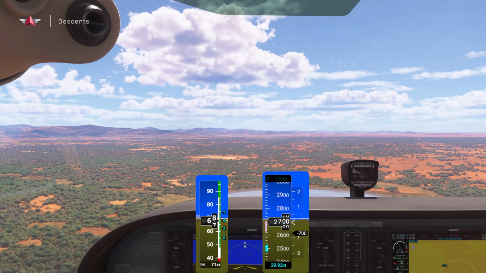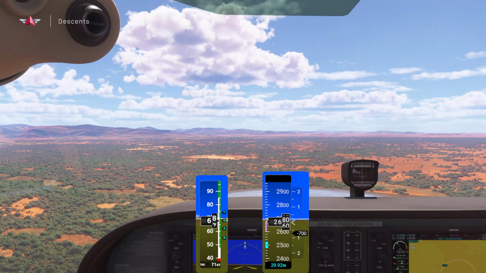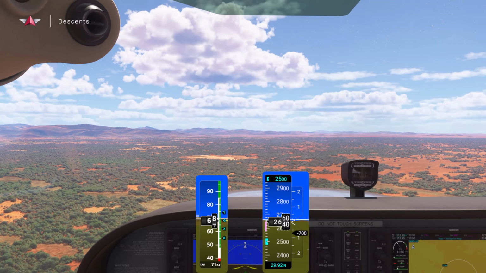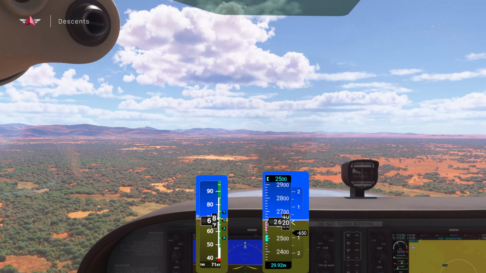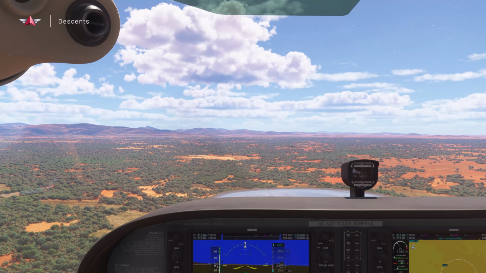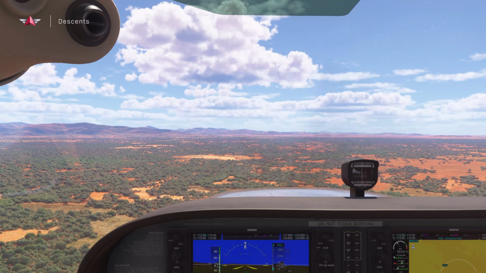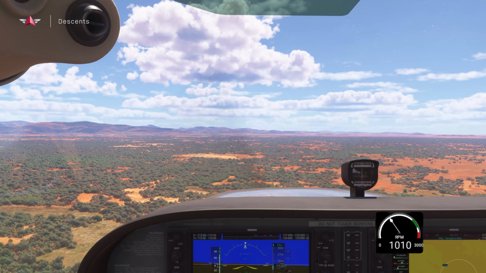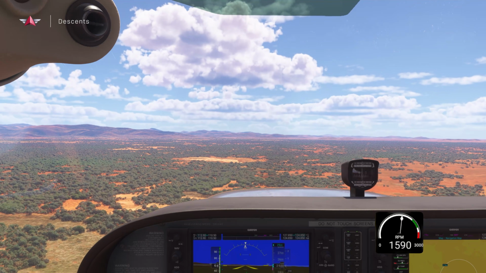Here we are approaching our target altitude of 2,500 feet. I'm in a power-off descent, trimmed and stable at 68 knots. Just as I'm about to reach 2,500 feet, let's look up. We're going to find a landmark straight ahead. I gently and smoothly apply power all the way to full.